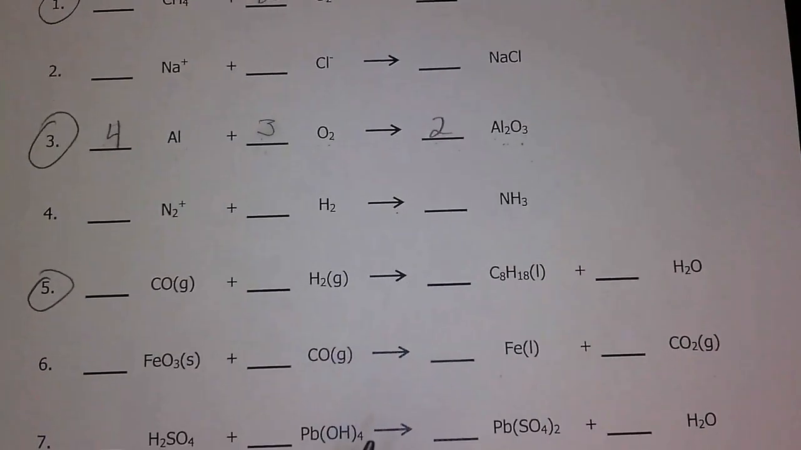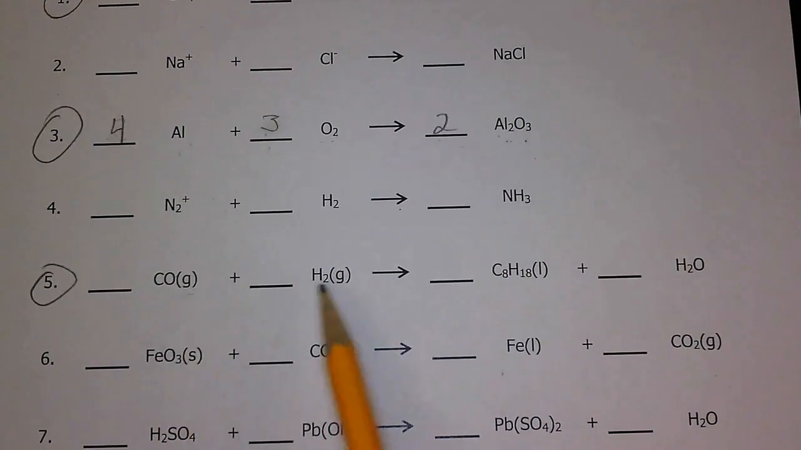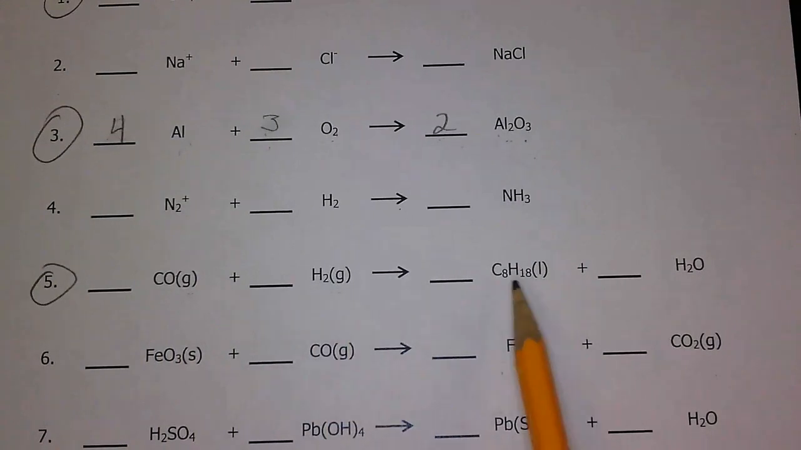All right, next problem. We're going to do number 5. You might notice on your worksheet that you might see things like G's and L's. And you might be like, what does that mean? This is just saying state of matter. So this is saying, hey, it's carbon monoxide gas. This is hydrogen gas. And whatever this compound is, it's a liquid, L for liquid. So it doesn't matter towards balancing at all.